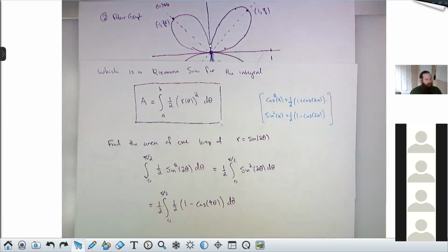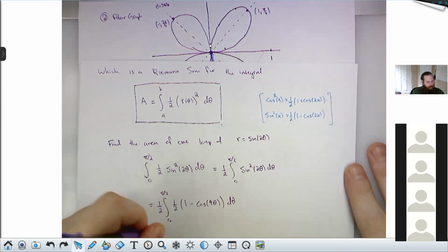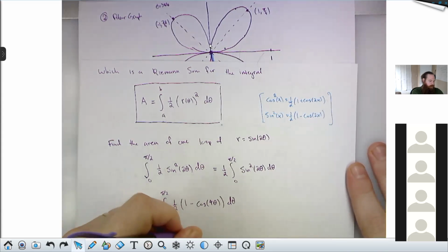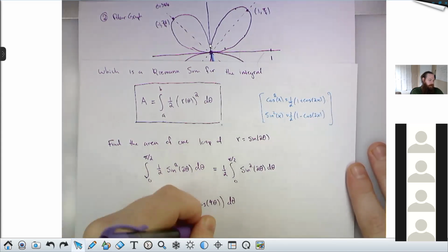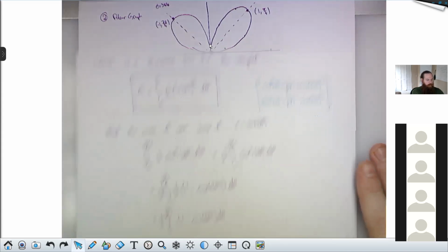I can pop the 1/2 out. It'll join its buddy to make a 1/4. And then I'm left with the integral from 0 to pi over 2 of just 1 minus cos 4 theta, an antiderivative for which is not hard to find.